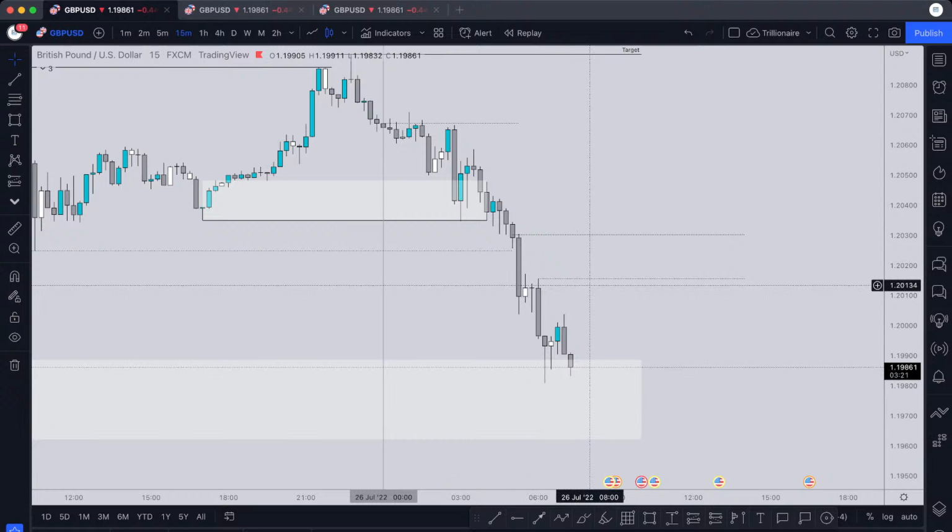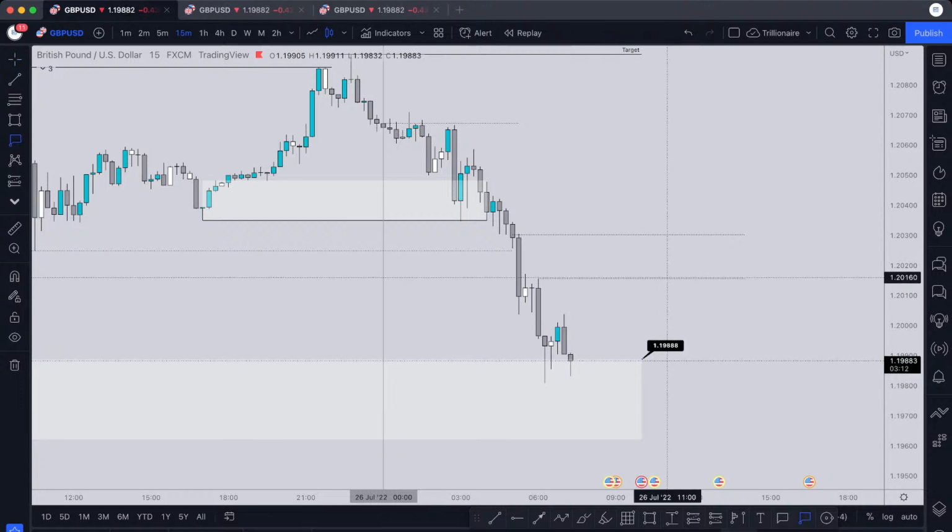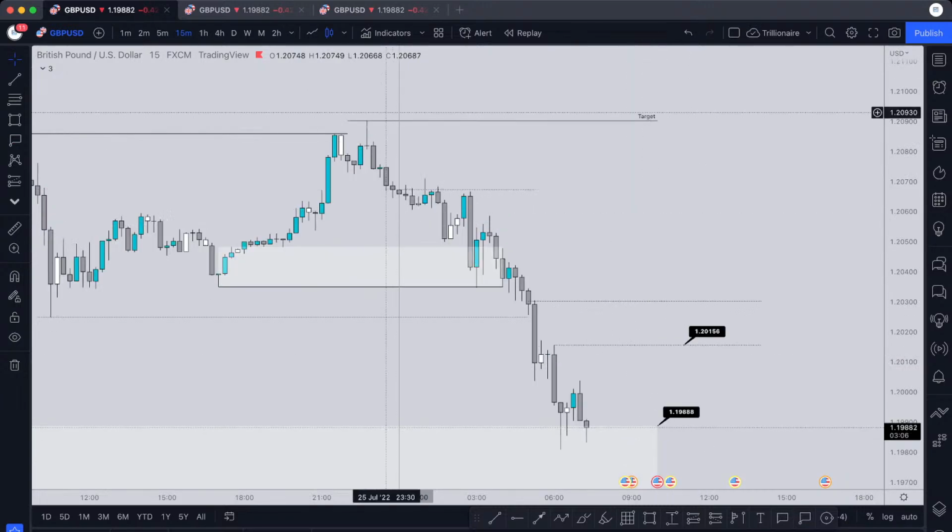Let's go ahead and put these here for you guys as well. Now if we break through this area here, I'll be looking for higher prices, of course, to this target up here within this region.